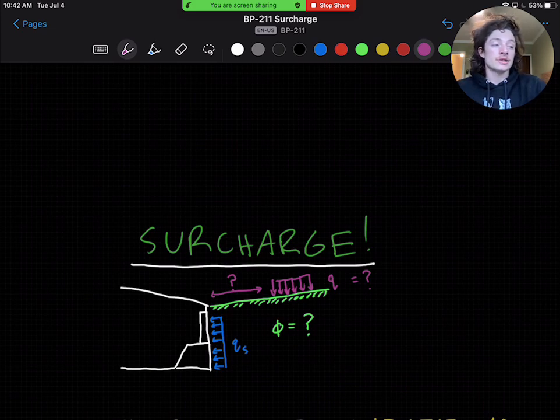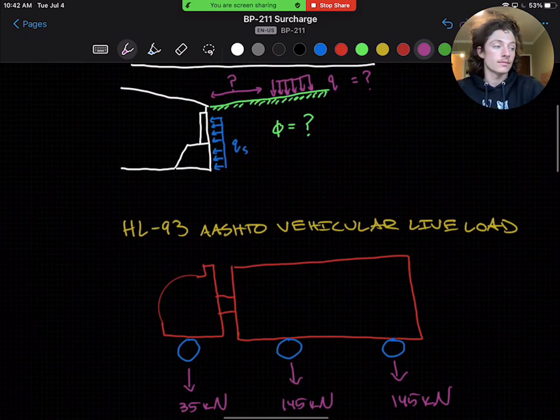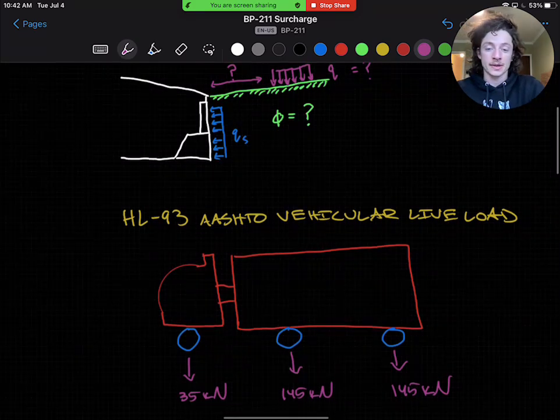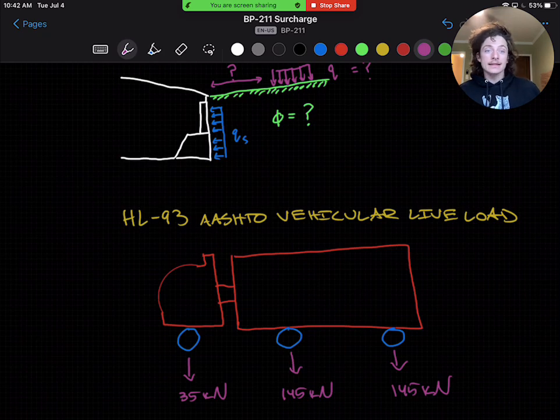Now, the reference for design loading that creates surcharge on an abutment would come from AASHTO specifications, the HL93 vehicular live loading. Now, I've drawn a rudimentary HL93 design truck here as an example, and more information can be found in the AASHTO specifications, but various combinations in bridge design of the design trucks are used to calculate or elicit the maximum loading that could occur on a bridge, or a maximum, in our case, surcharge loading.